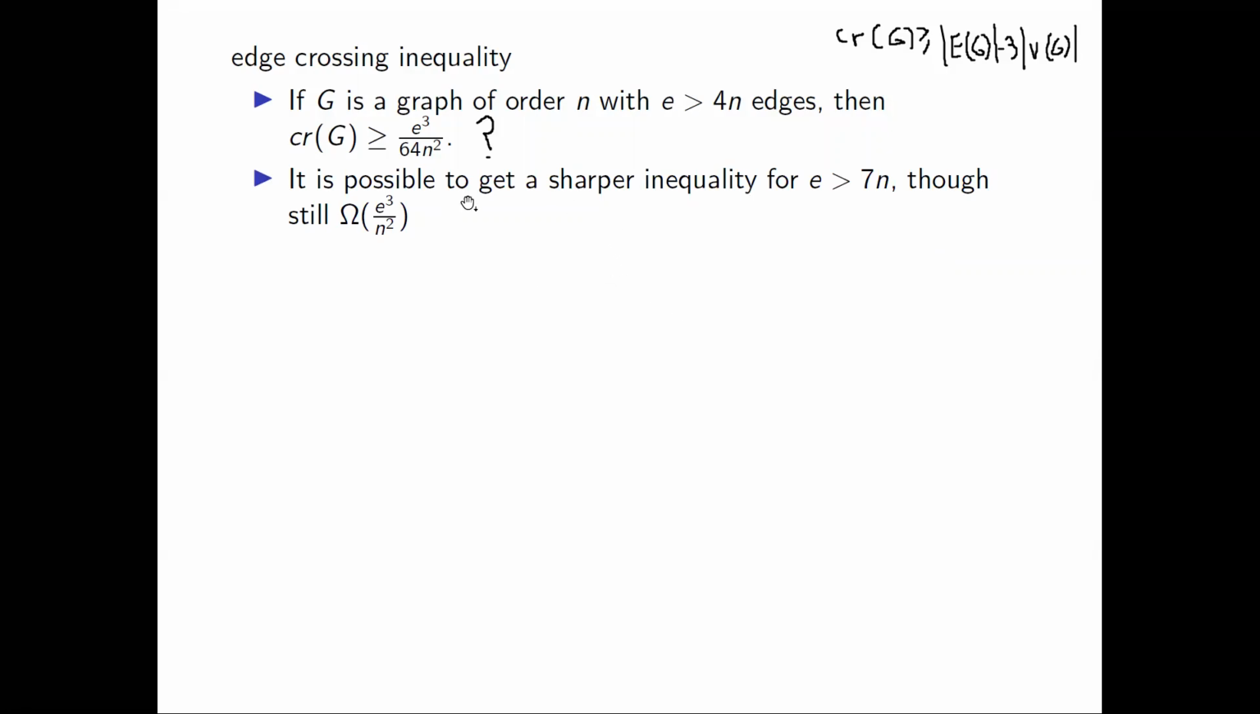And like I said, it's possible to get a sharper inequality. We can get a denominator of 29 instead of 64. We need to assume that E is greater than 7n in that case. But since we don't really care about the constant here, we just care about the omega bound, we're going to prove the weaker constant, the 1/64th. And we're going to use the probabilistic method to prove that.